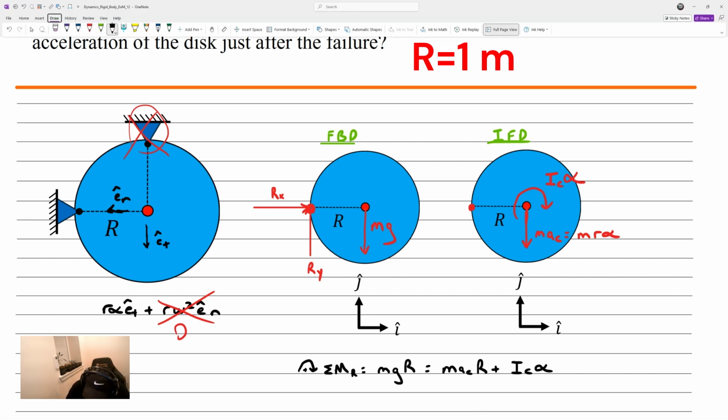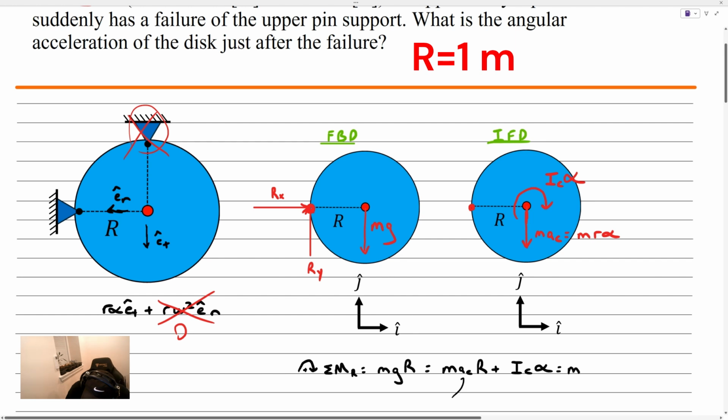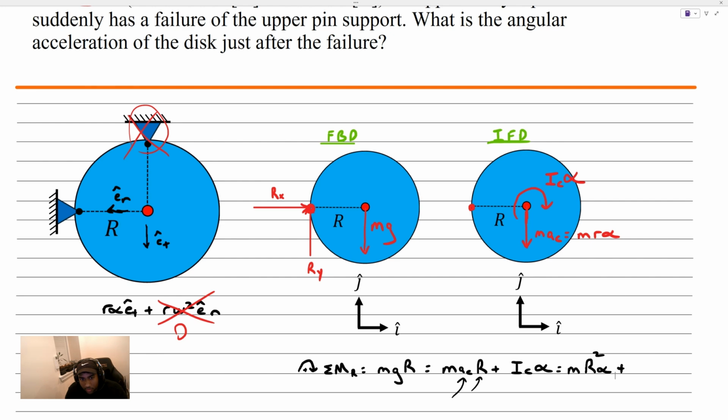Let's go ahead and replace that in our equilibrium equation. Right here is where we're replacing m times r alpha, and we have an additional r from right here. So that's mr squared alpha plus the next thing that we need, which is the mass moment of inertia of a thin disk about the z-axis perpendicular to the page. So let's see if we can find that.